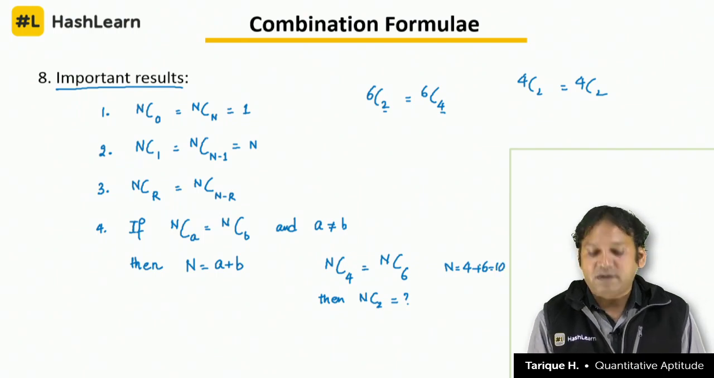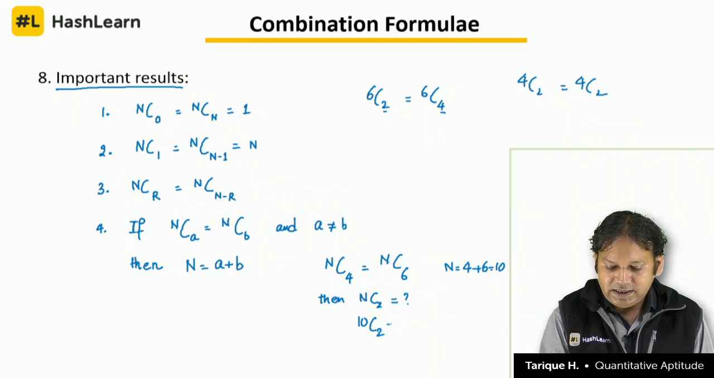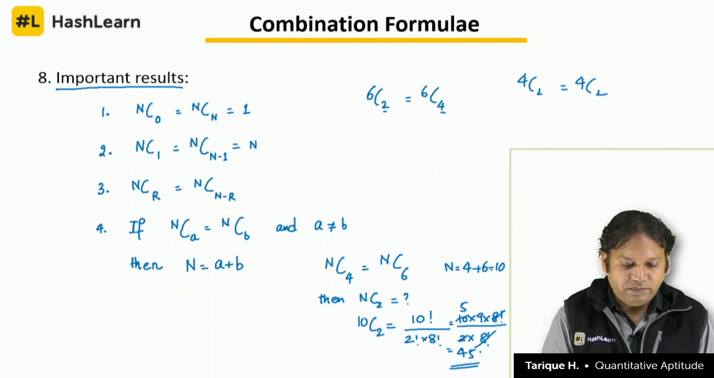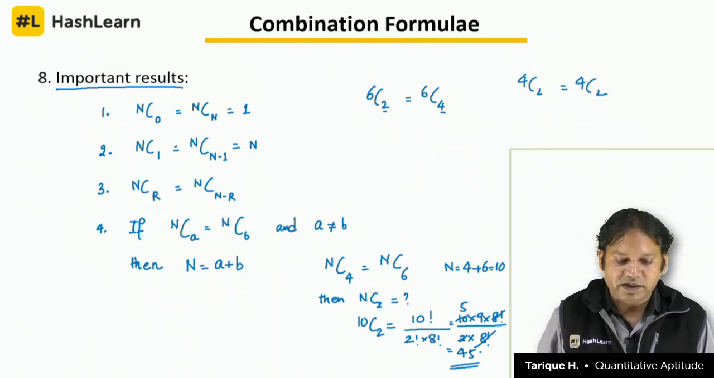And once we know that n is equal to 10, we can say nC2 here would mean 10C2, and 10C2 is equal to 10 factorial by 2 factorial into 8 factorial, that is 10 into 9 into 8 factorial by 2 into 8 factorial. We can cancel 8 factorial, 2 and 5, 9, okay, 5 into 9, 45. So what is the answer? 45. So this is the fourth important result that we have to remember regarding permutation, regarding combination.